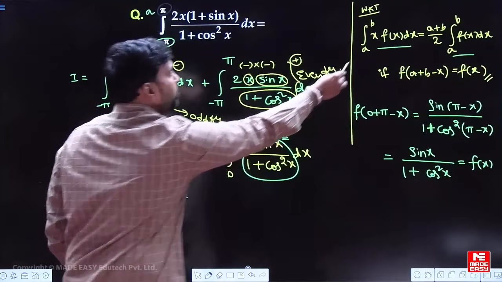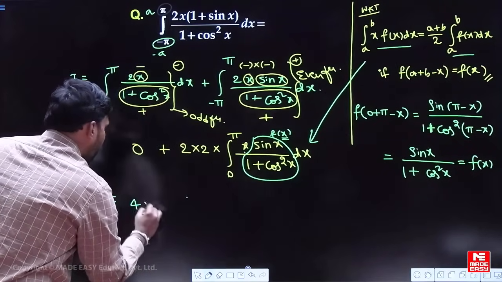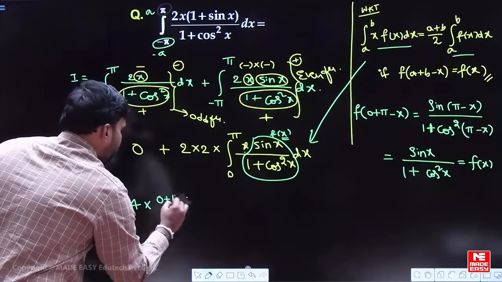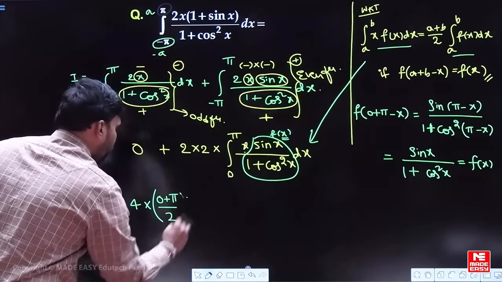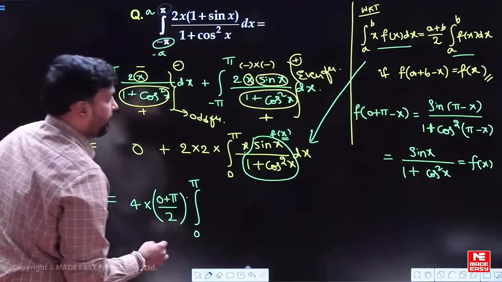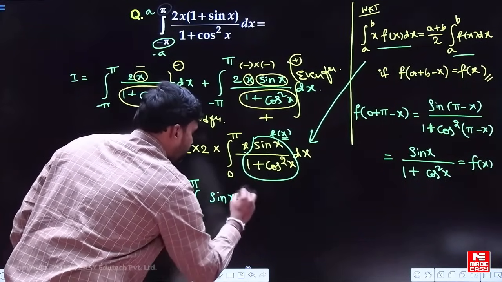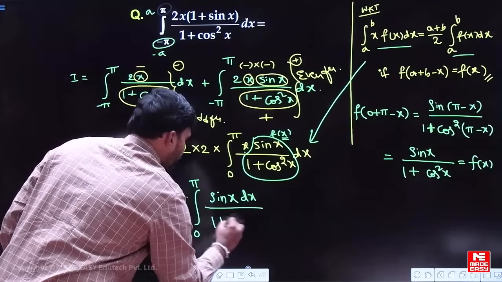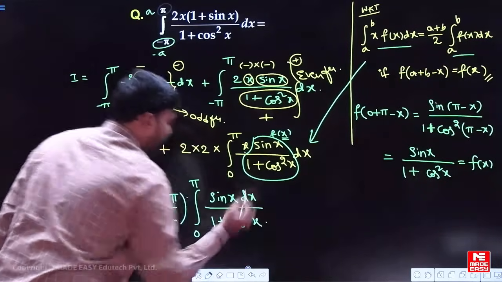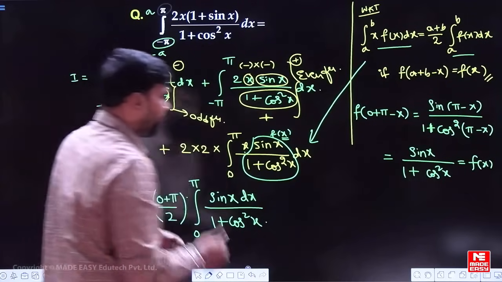So I am going to use this property here, therefore this value is going to be 4 into (a plus b) by 2 of the integral 0 to pi, f of x, that is sin x dx by 1 plus cos square x. Now this is how the property can be applied.